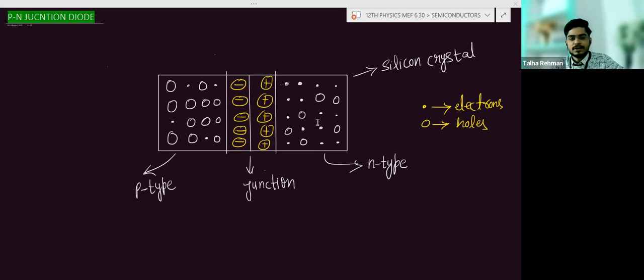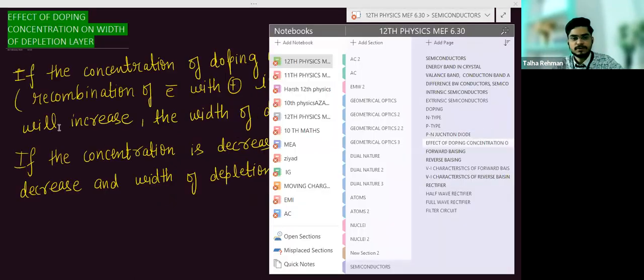What will happen? These electrons will combine with this positive charge, and these holes, when moved from P type to N type, will combine with this negative charge. So neutralization will take place and the depletion layer thickness will decrease. And if you decrease the doping level, vice versa, the depletion layer thickness will increase. So that is what is written here.